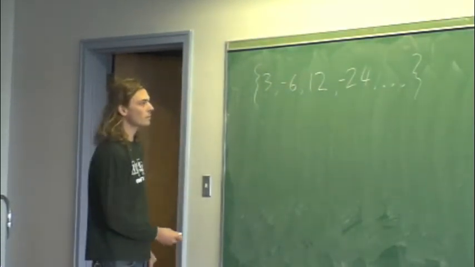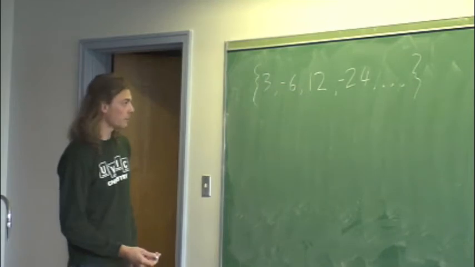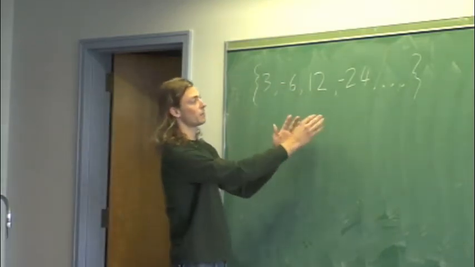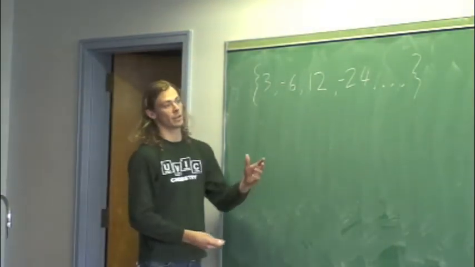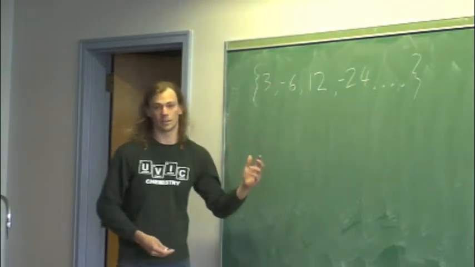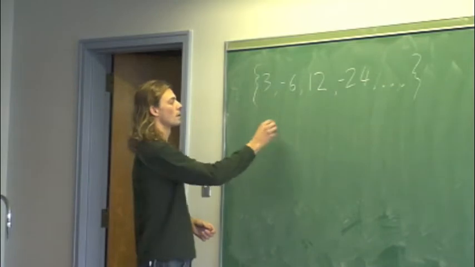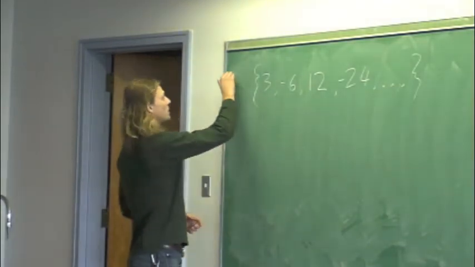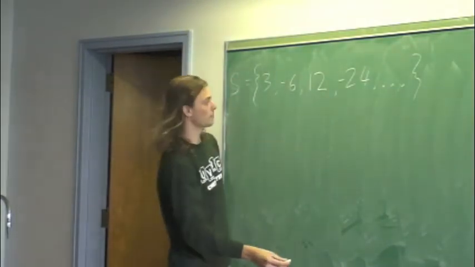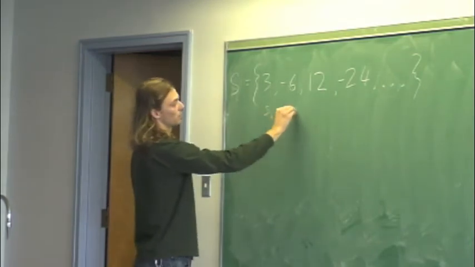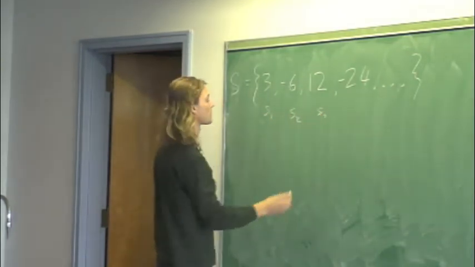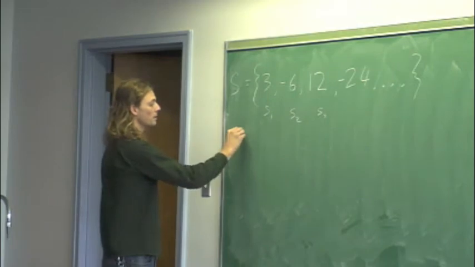What is meant by recursive is that for some term in the sequence, its value will be given by the previous terms in the sequence. So if I call this set S, and each of these terms S1, S2, S3, and so on, then I can simply make a table.